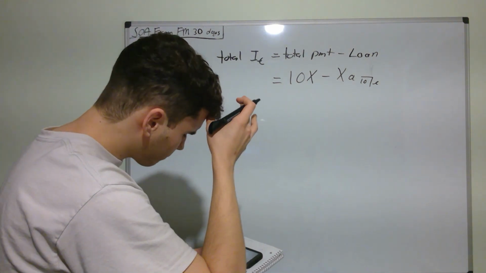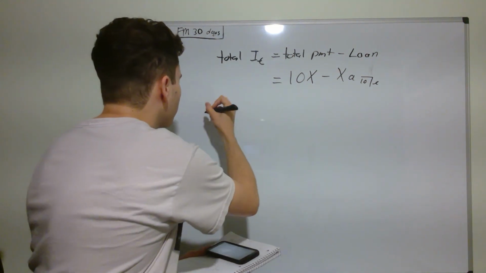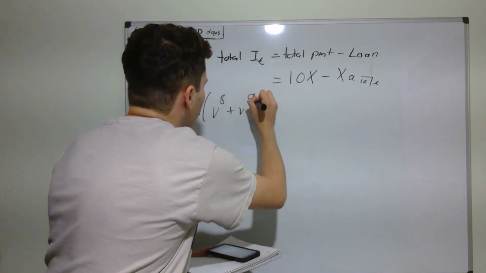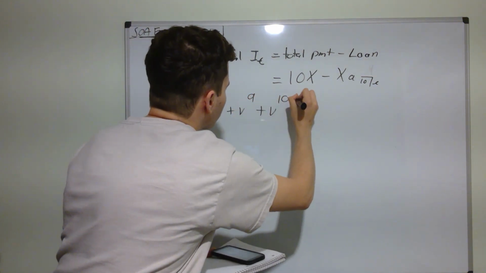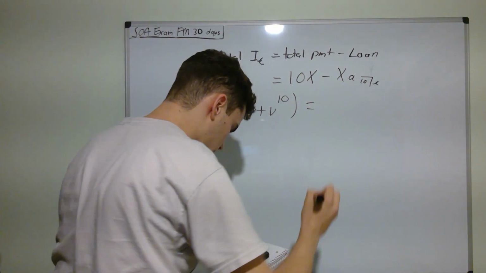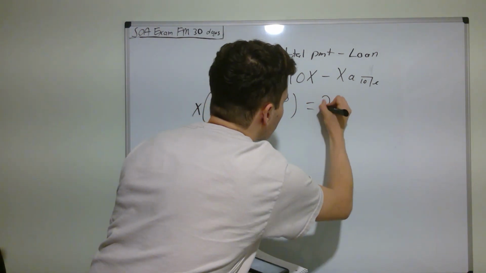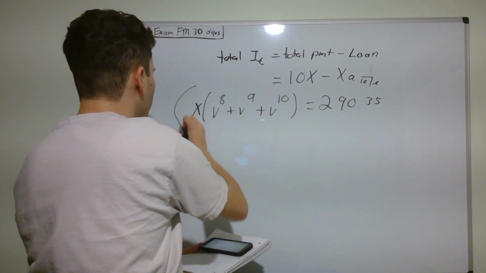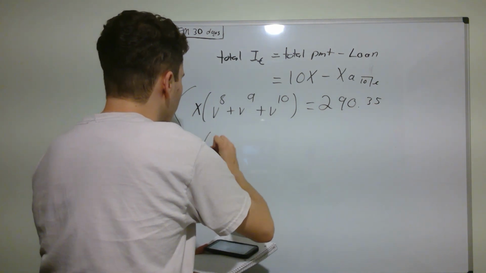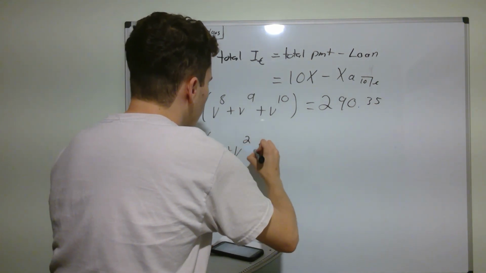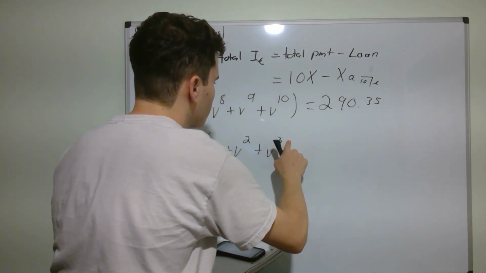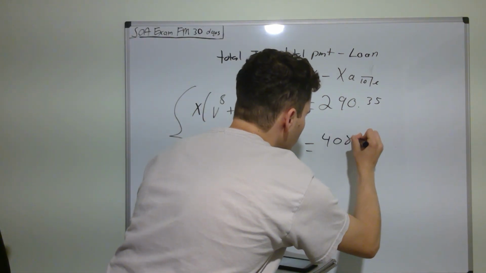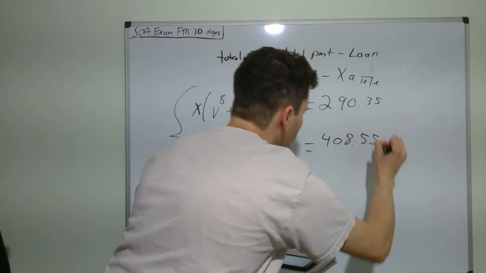Okay, which can be written as x times v to the 8 plus v to the 9 plus v to the 10, in the first 3 years, equals 290.35. And then the second equation, right? We're building two equations with two unknowns. Plus v cubed equals, what is it? 408.55.